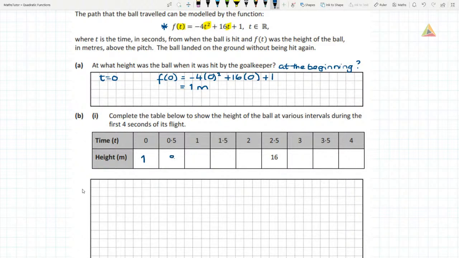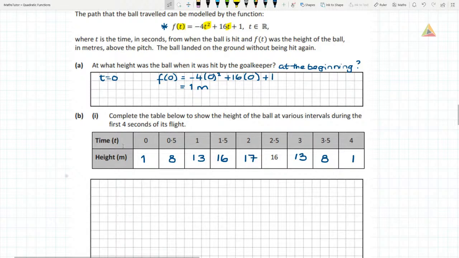When the time was 0.5 seconds, the height was 8 meters. When the time was 1 second, it was 13 meters. 1.5 seconds was 16 meters. 2 seconds was 17 meters. 2.5 was 16. And again, that's a lovely little check just to know we're on the right track. 3 seconds was 13 meters. 3.5 seconds was 8. 4 was 1.